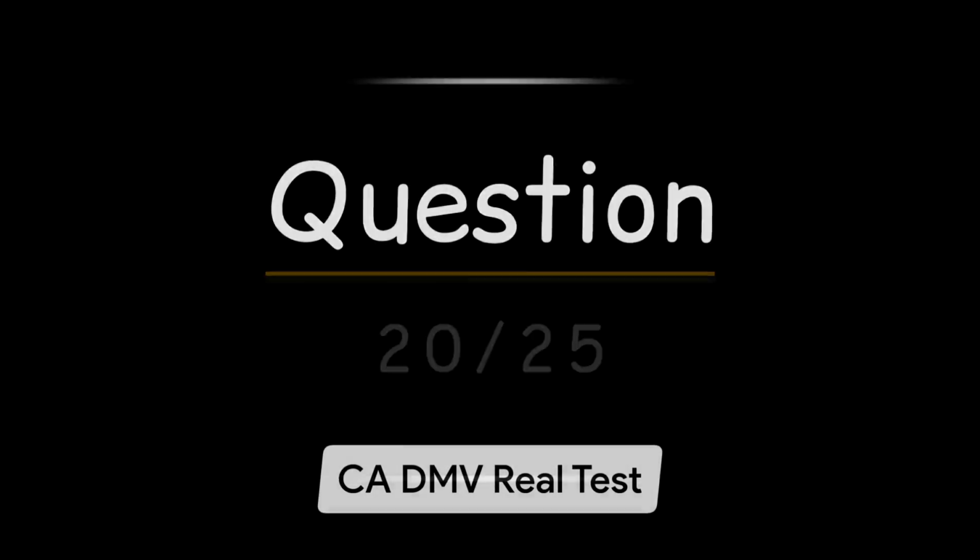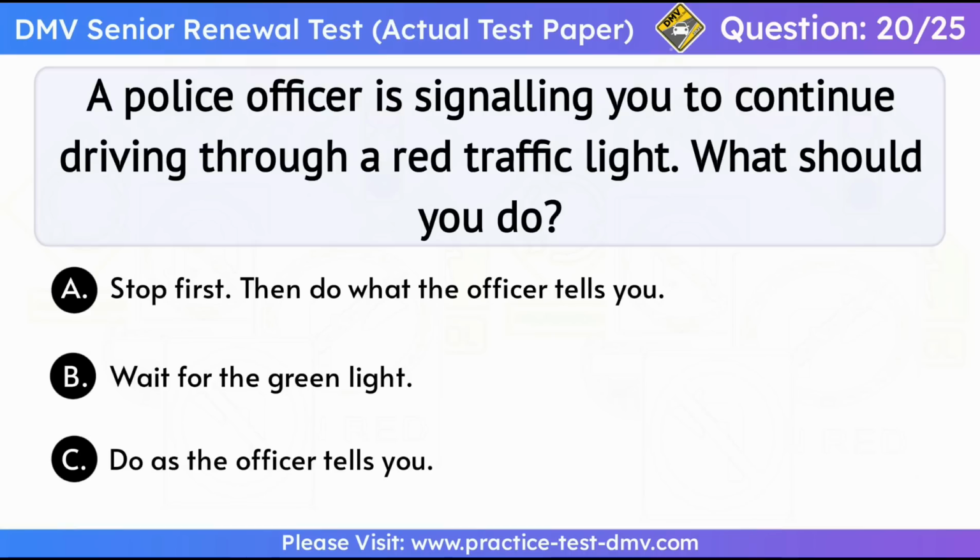Question 20. A police officer is signaling you to continue driving through a red traffic light. What should you do? A. Stop first. Then do what the officer tells you. B. Wait for the green light. C. Do as the officer tells you. Correct answer, C. Do as the officer tells you. You must obey any traffic direction, order, or signal given by a traffic officer, peace officer, or firefighter, even if it conflicts with existing signs, signals, or laws.